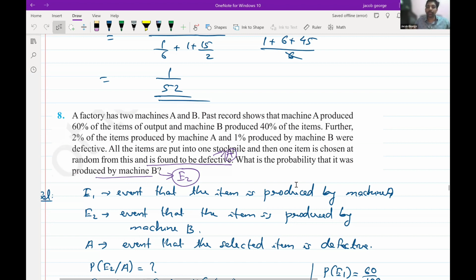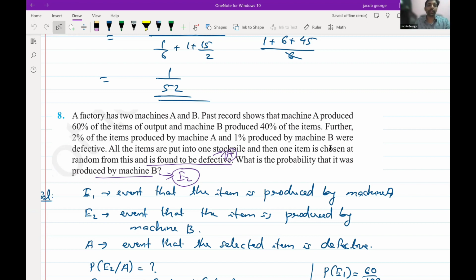A factory has 2 machines, A and B. So from there itself we are getting a hint: E1 and E2, 2 events to be written first. Past record shows that machine A produced 60% of items. So P of E1 will be 60 by 100 of output. Machine B produced 40% of the items. So P of E2 is 40 by 100. So in every question you select like this, E1, E2 and capital A, so that the same pattern will go on.